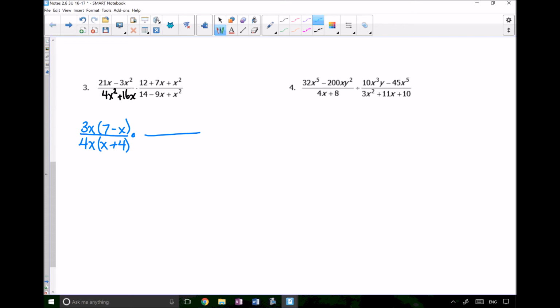GCF? No, there's no GCF. Is it a difference of perfect squares? Nope, because it's a trinomial. Since it's a trinomial, I'm going to try to see if I can factor it using guess and check. So I want this to multiply by this and get 12. And I want my last terms to multiply together to get x squared.